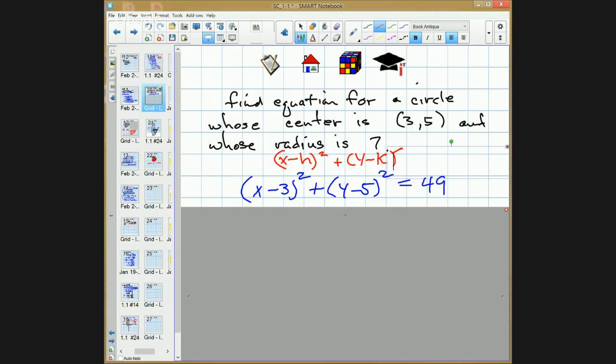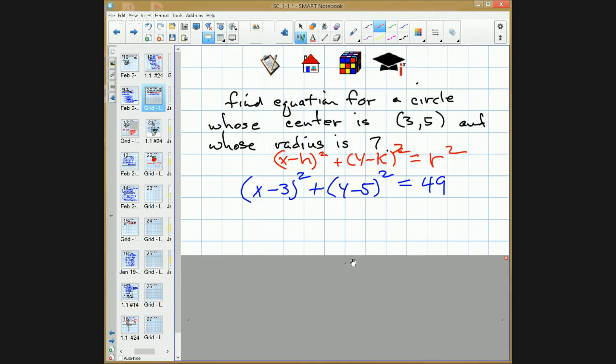That extra fork there shouldn't be there, but I can't erase it now. And that's equal to r squared. Remember that? And this is supposed to be squared right here too. That's that standard form of a circle. So you notice all I did is plug in 3 for h and 5 for k. And then the radius is 7, so what's the radius squared? 49. There it is in blue. That's the equation of a circle whose center is at 3, 5, and whose radius is 7. And if you know your circle equation, you can see that that can be done pretty quickly, can't it?